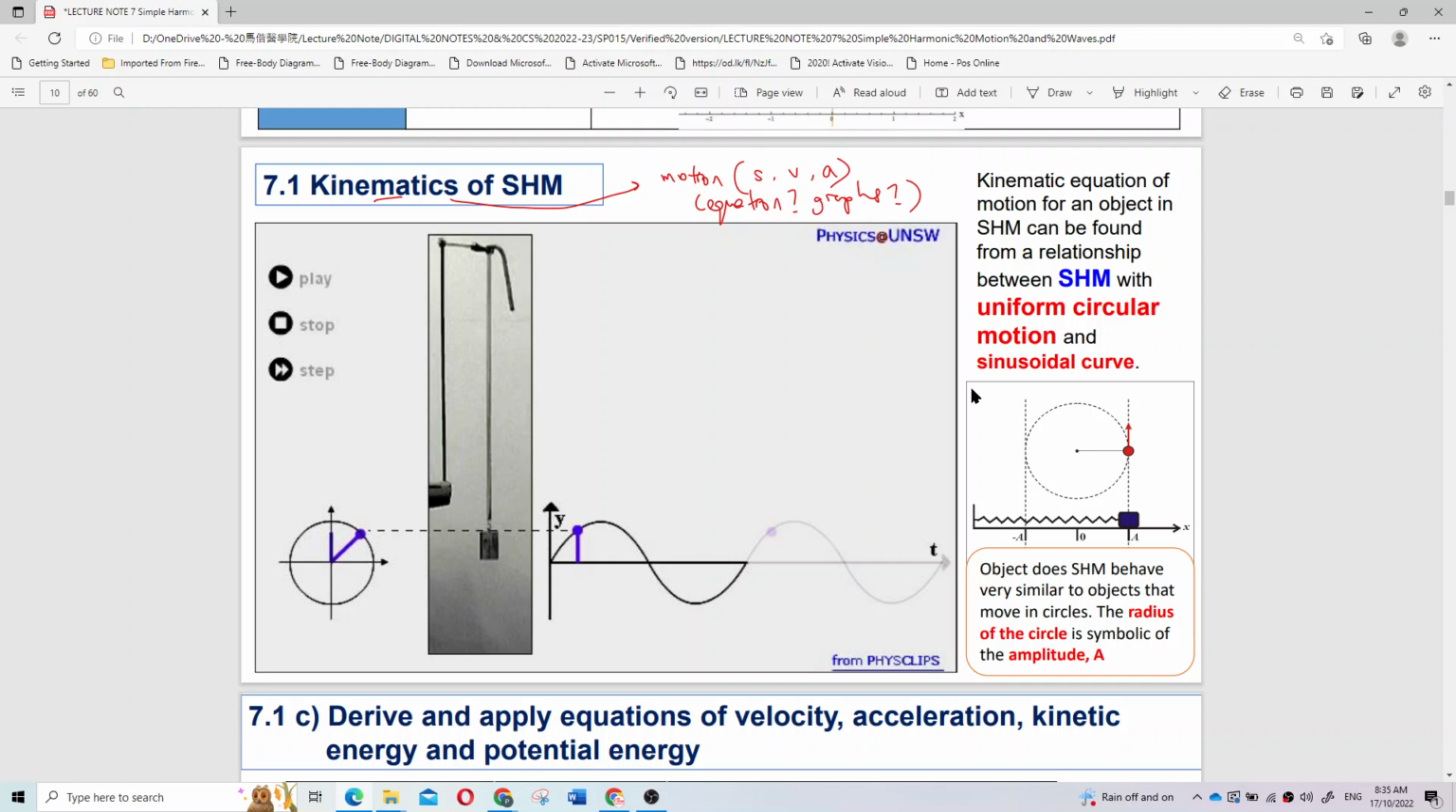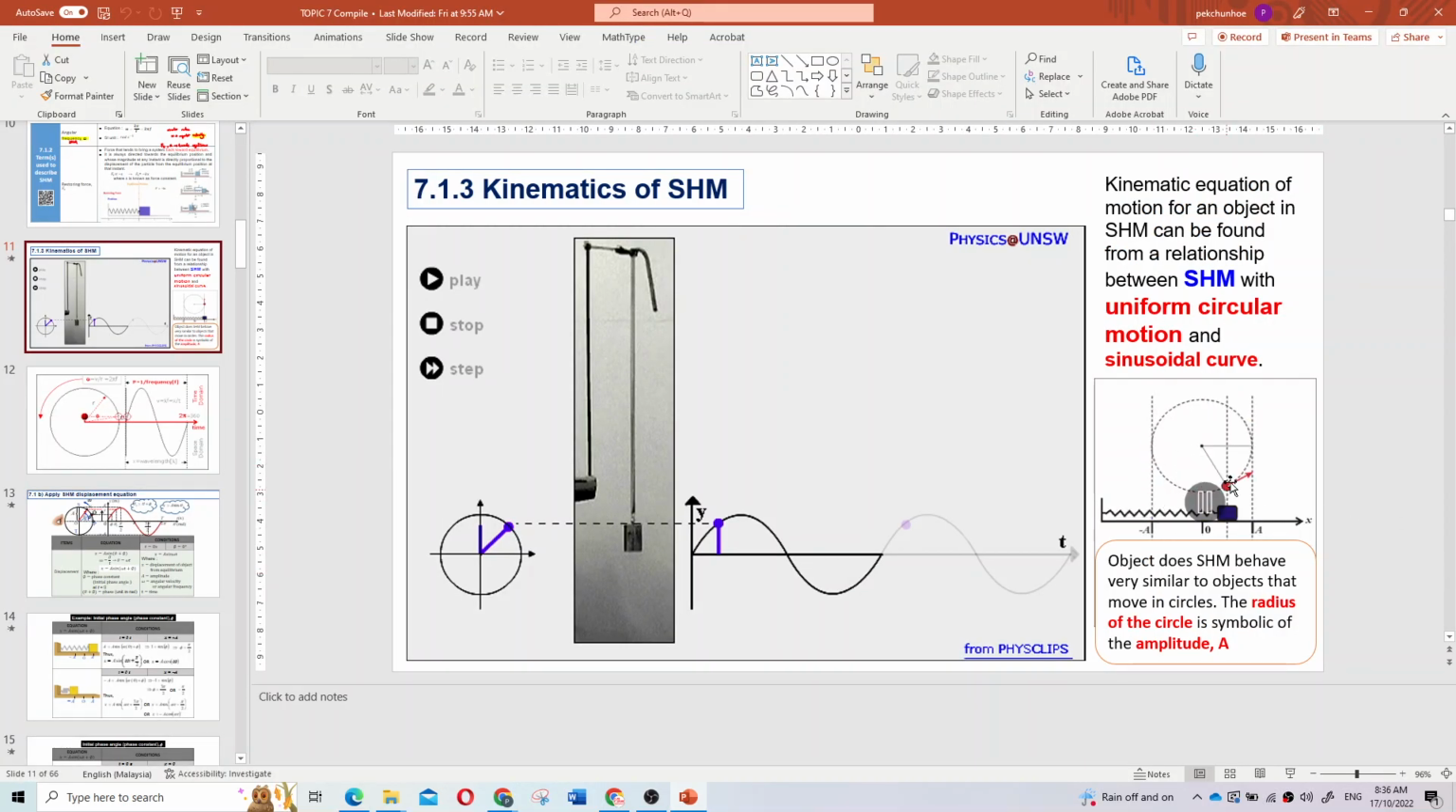So can you see that the kinematic equation can be found through the relationship between simple harmonic motion with uniform circular motion and sinusoidal curve? Now you can understand this statement, isn't it? Simple harmonic motion comes from uniform circular motion, and also it can generate a sine graph. So look at this object when it oscillates. Can you see that this circular motion is just like the spring mass system?